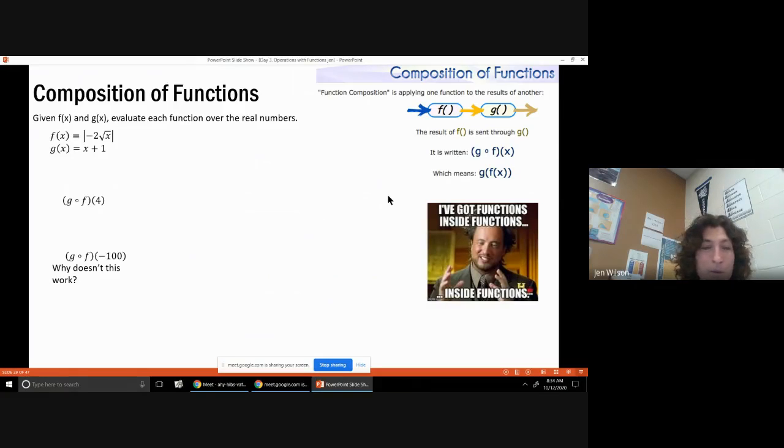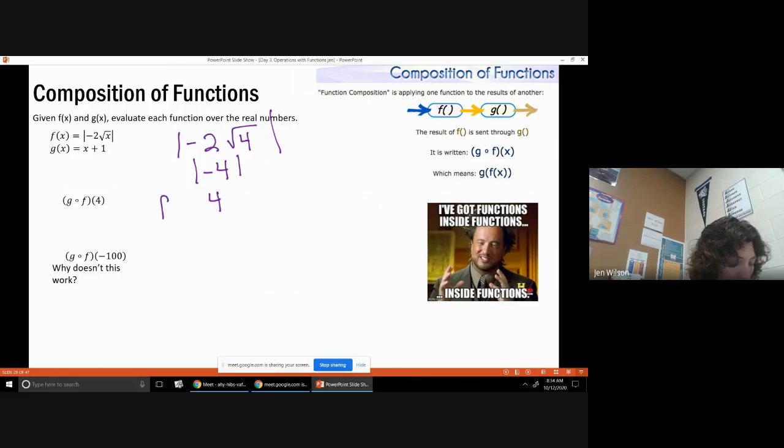All right, we have 2 more functions, and this time we're going to put in 4. So we've got 2 square root of x, and then we've got x plus 1, and it says g of f, so we're going to do f first. We've got absolute value of -2, and then we're going to do square root of 4. Well, square root of 4 is 2. 2 times -2 is -4. -4 absolute value is 4. So 4 is the first one, where we would say f of 4 is 4.